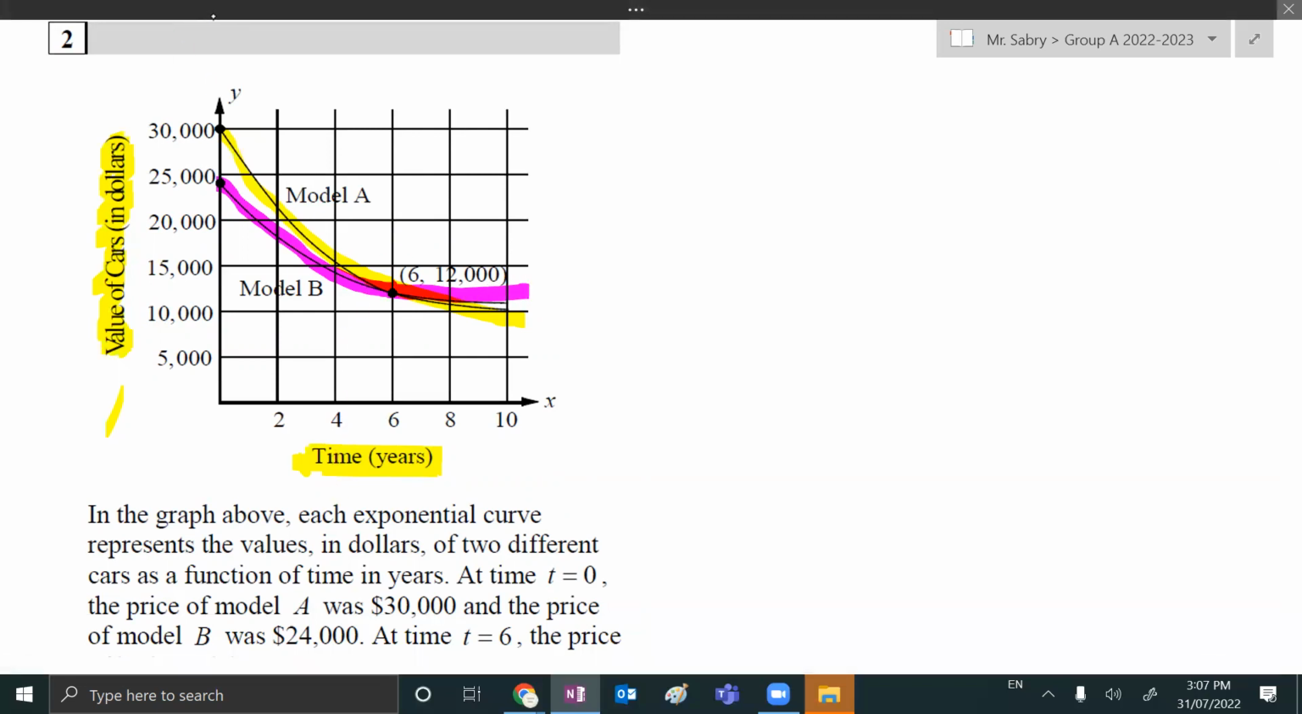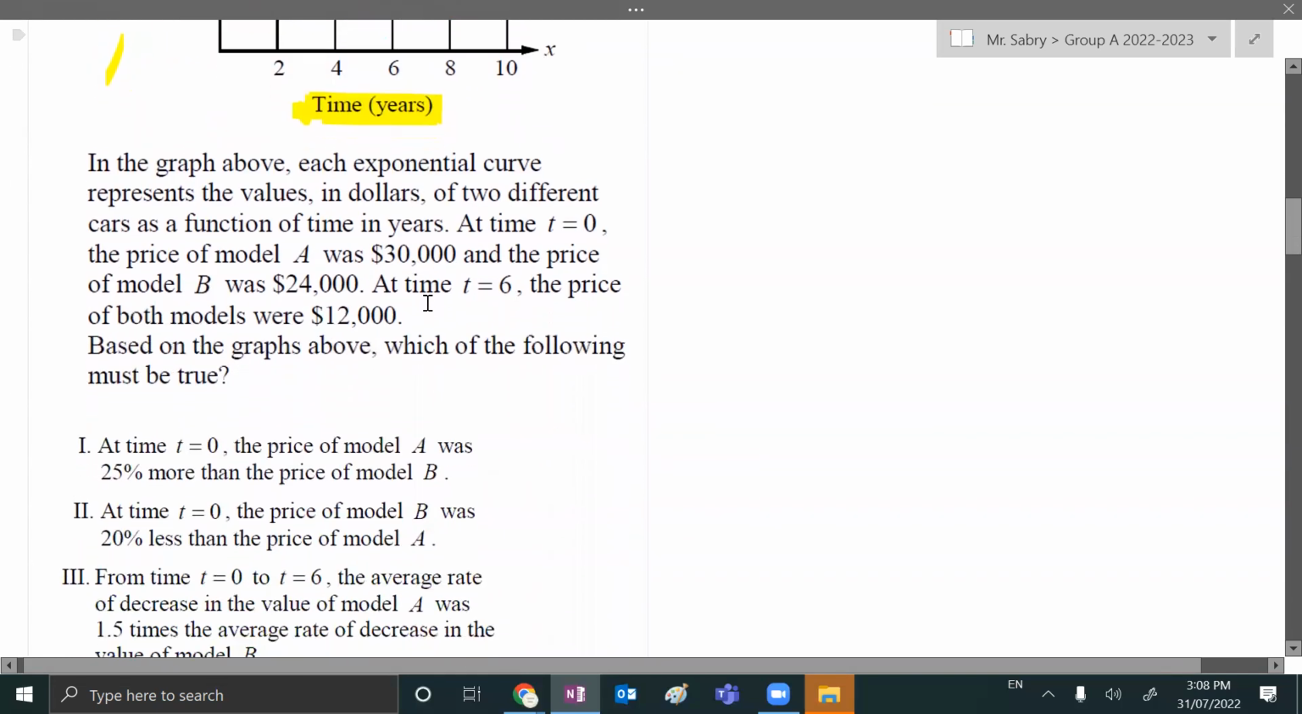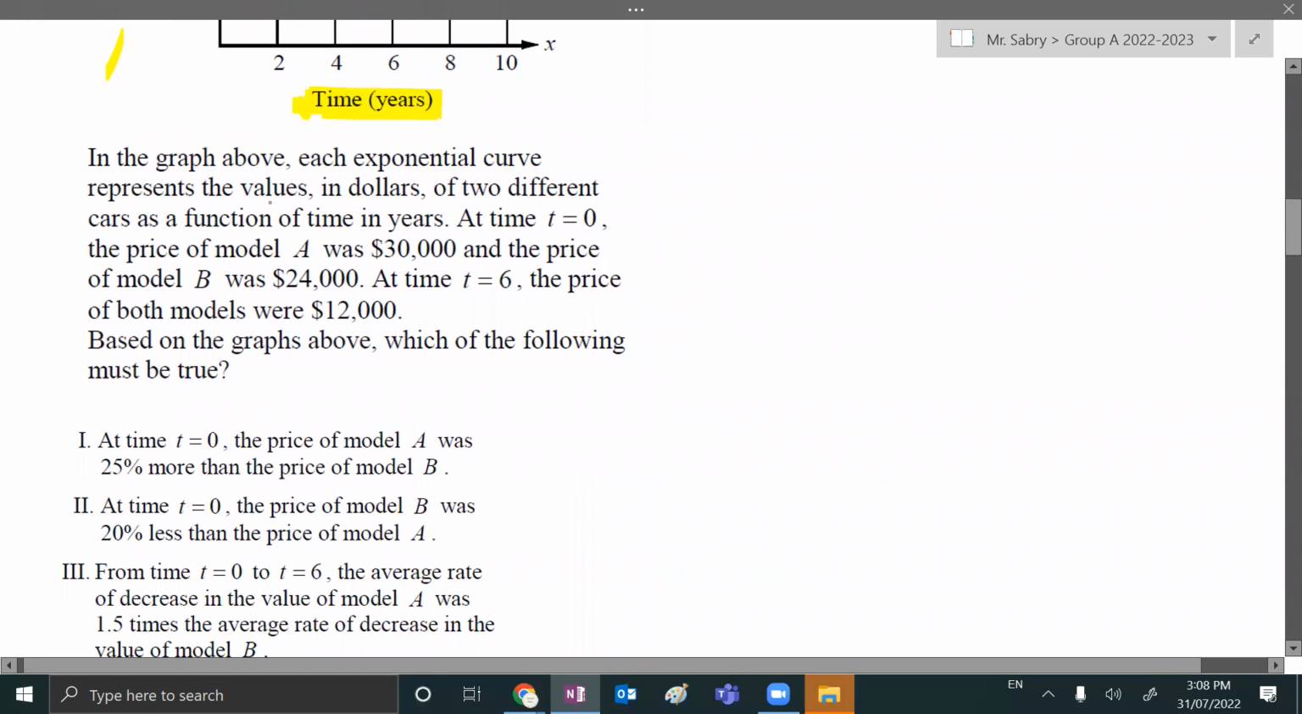And they gave you already the coordinates of a couple of points. This one 6, yes 6 and 12,000 and no other points. They just give you the y-intercepts 30,000 and 25,000. Let's read. In the graph above, each exponential curve represents the values in dollars of two different cars as a function of time in years.